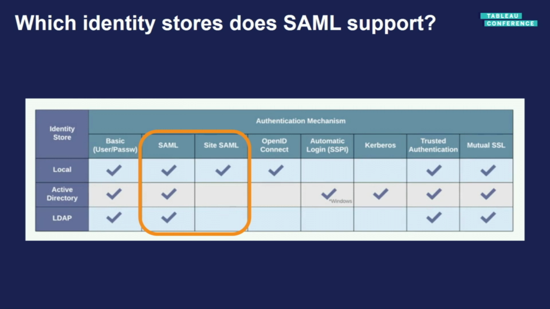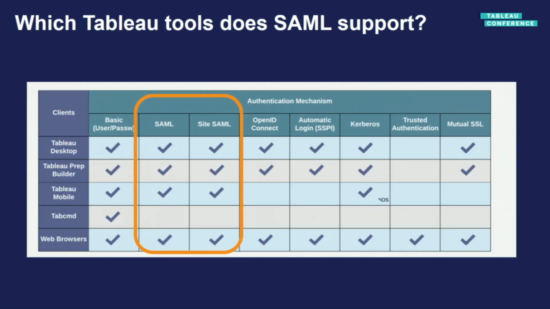Now, SAML supports different identity stores depending on how you've configured it. This is a nice matrix that I like to use to help explain all the different authentication types and what identity stores they support. And in particular, for our topic today, that orange box covers server-wide SAML and site-specific SAML and indicates what types of identity stores are supported with each. And we'll go through that in a little more detail in a second.